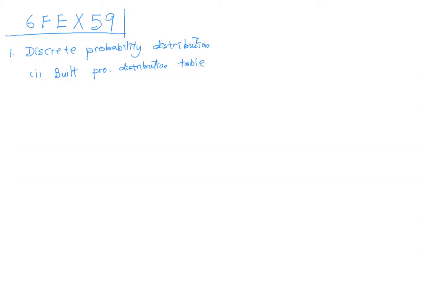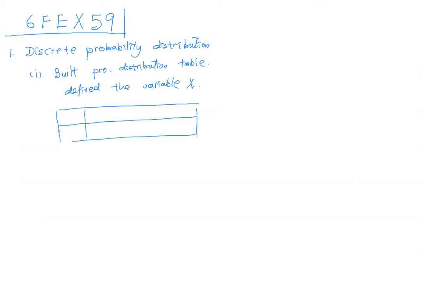Okay, when you build your probability distribution table, first of all, you must define the variable X. You must define what is X. What do we want to talk about? So you build the table. You have different discrete values for X, correct? I don't know what the values are, so you have to depend on the question.